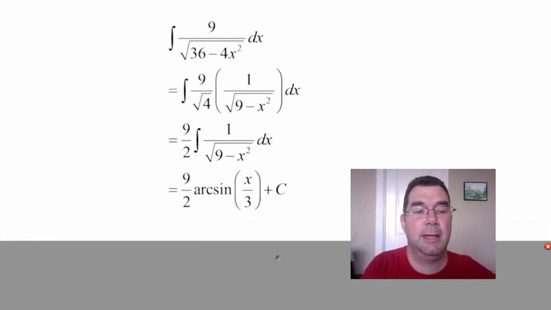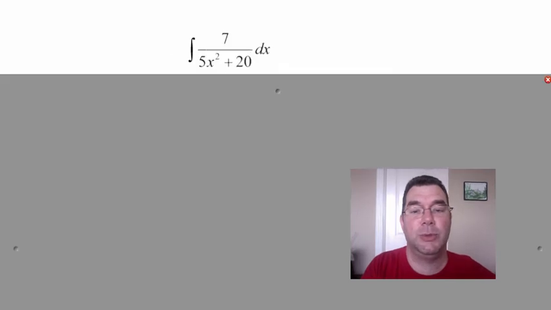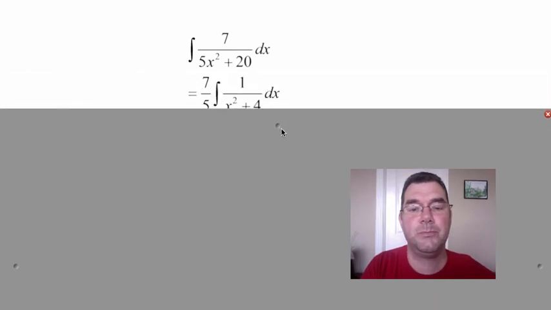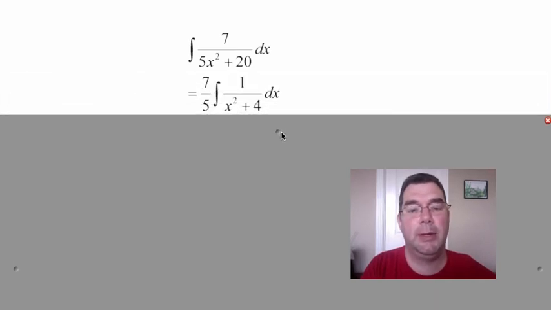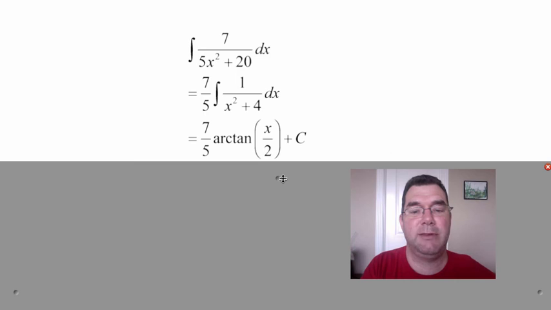Okay. And so let's now do an example where I will more than likely get arctangent. So I have this example here. It looks nice, except I've got this 7 on the top, and I've got a 5 in front of the x squared. So same thing. I'm going to factor a 7 out of the top and a 5 out of the bottom, and I'm left with something that looks a little more familiar. So this is 7/5 times the arctangent of x over 2 plus c.